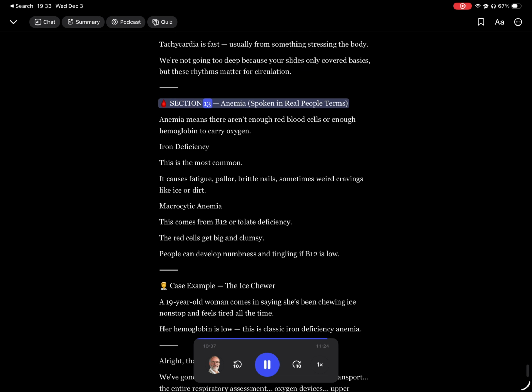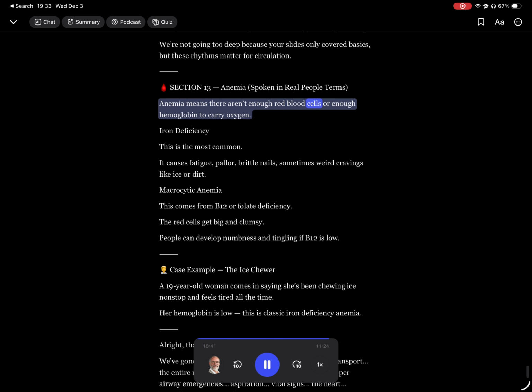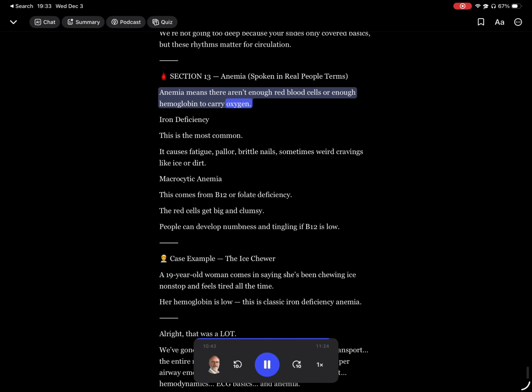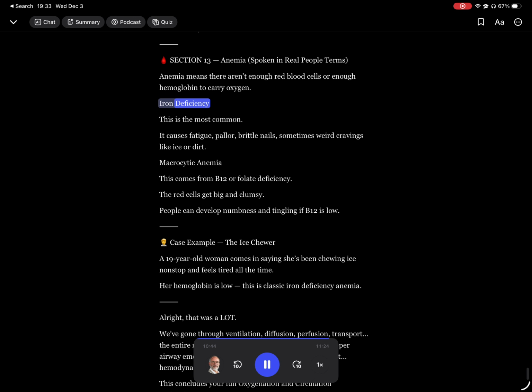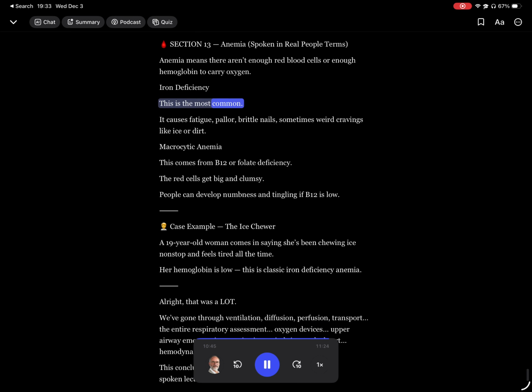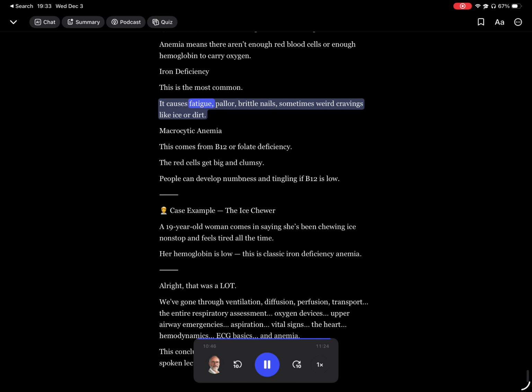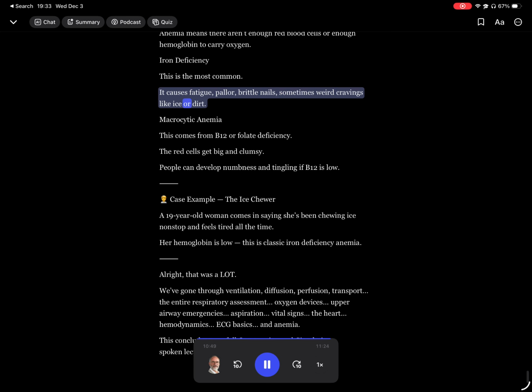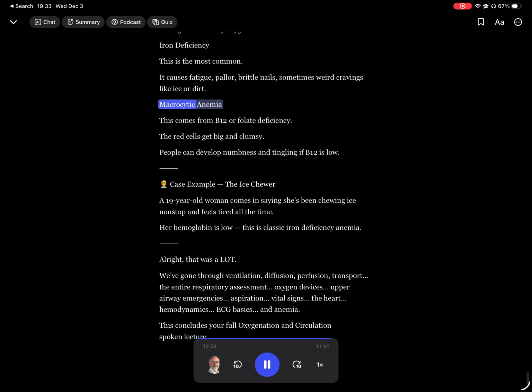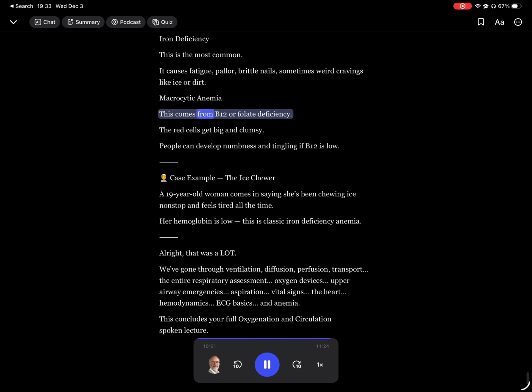Section 13. Anemia. Anemia means there aren't enough red blood cells or enough hemoglobin to carry oxygen. Iron deficiency. This is the most common. It causes fatigue, pallor, brittle nails, sometimes weird cravings like ice or dirt. Macrocytic anemia. This comes from B12 or folate deficiency. The red cells get big and clumsy. People can develop numbness and tingling if B12 is low.